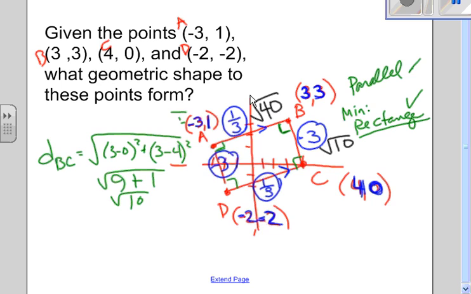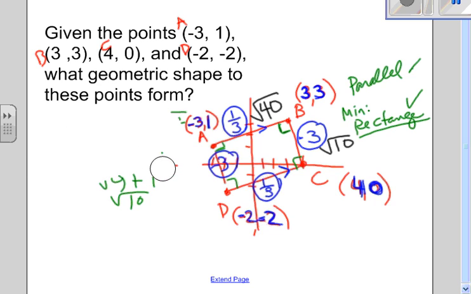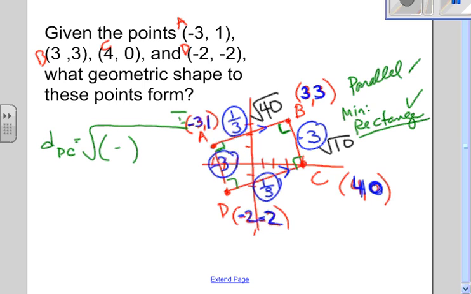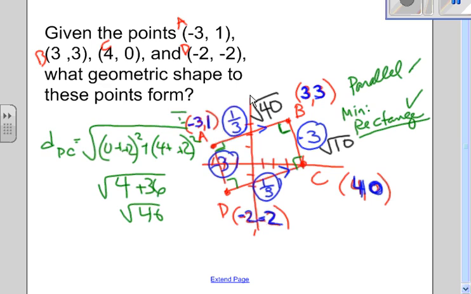Now I'm going to do the other two just in case. I think we're pretty clear that it's a rectangle but not a square. But sometimes I make math errors, and if I do just one extra problem, I figure that out. So the distance of DC, same thing. How many licks does it take to get to the center of a Tootsie Roll Pop? And I plug in 0, negative 2, and 4, negative 2. So that becomes 2 squared, which is 4. And that's 4 plus 2, which is 6 squared, which is 36. So that's the square root of 40, which is awesome because that's the same as the opposite side, which tells me that I did something right.